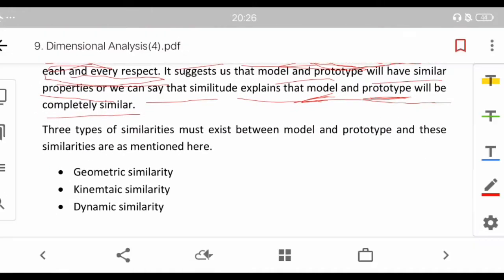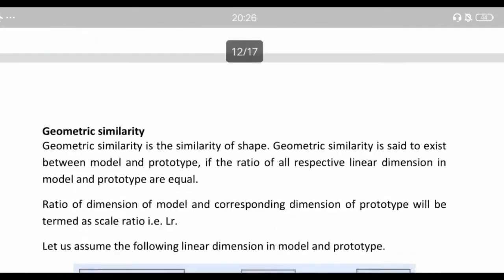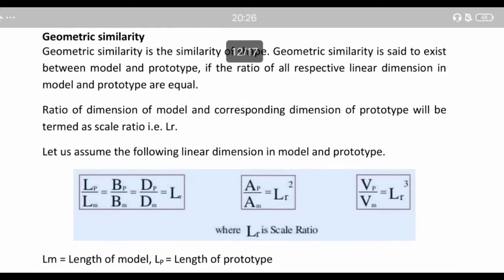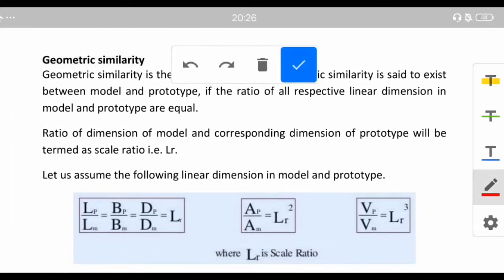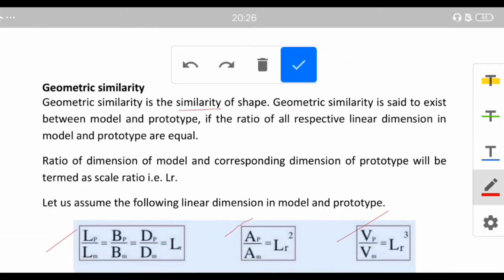The three types of similarities are the geometric similarity, kinematic similarity, and the dynamic similarity. What is a geometric similarity? Geometric similarity you can get through the lengths or the different dimensions, the area and the volume. So the geometric similarity is the similarity of shape. Considering the shape, whatever similarities are there, we will refer to as the geometric similarity. Geometric similarity is said to exist between model and prototype. There must be some geometrical similarity, otherwise you cannot say that this model belongs to this prototype.